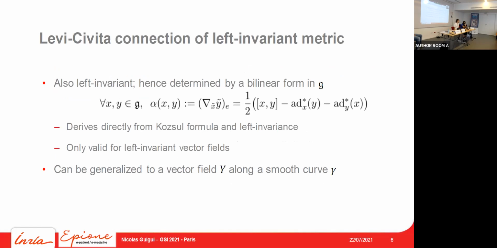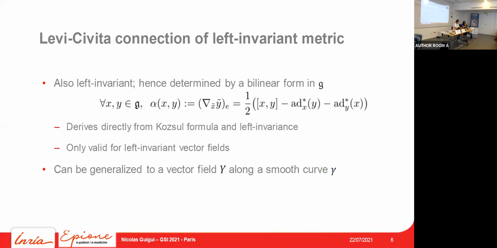And to compute the parallel transport, we are interested in computing the Levi-Civita connection of this left invariant metric. And the connection is also left invariant. So it is determined by a bilinear form in the Lie algebra, which we can compute explicitly, and it derives directly from Koszul formula and by the left invariance. And as you can see, it only depends on the bracket and on the adjoint of the bracket. So with a basis of the Lie algebra, it can be computed very easily.